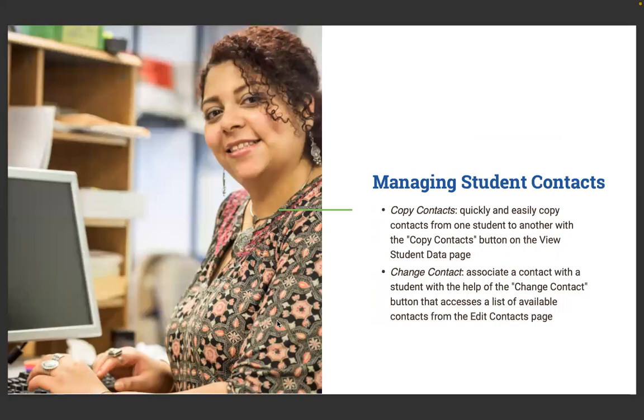Number one, most helpful, copy contacts. You can quickly and easily copy contacts from one student to another with the Copy Contacts button on the View Student Data page. And then the Change Contact. Associate a contact with the student with the help of the Change Contact button that accesses a list of available contacts from the Edit Contacts page. You got a new student in there, you can copy them or you can change them.